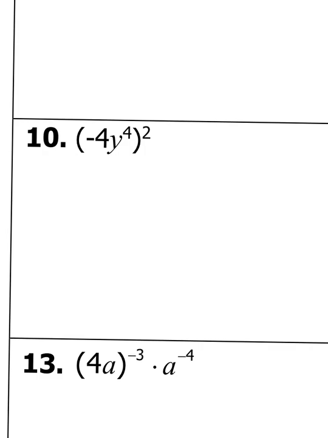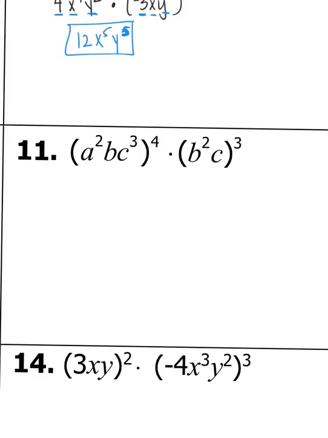Moving over to 10, I've already done something like 10, but let's do it again. This square does belong to the -4 and to the y to the 4th. So that's y to the 4 times 2, which makes 16y to the 8th power. Now for number 11, we do have to take care of these exponents before we can multiply. So let's take care of them. a to the 8th, b to the 4th, and c to the 12th.